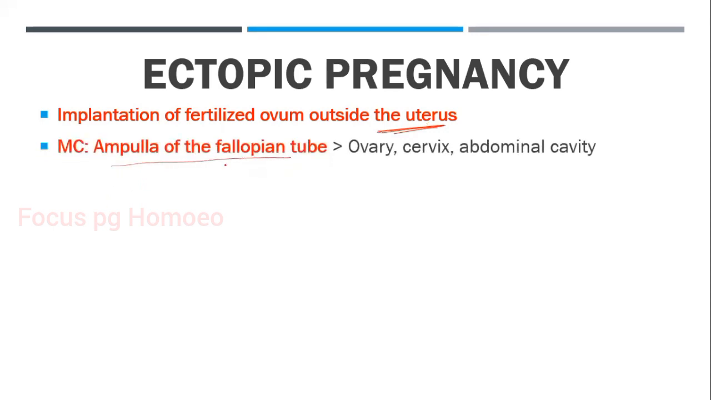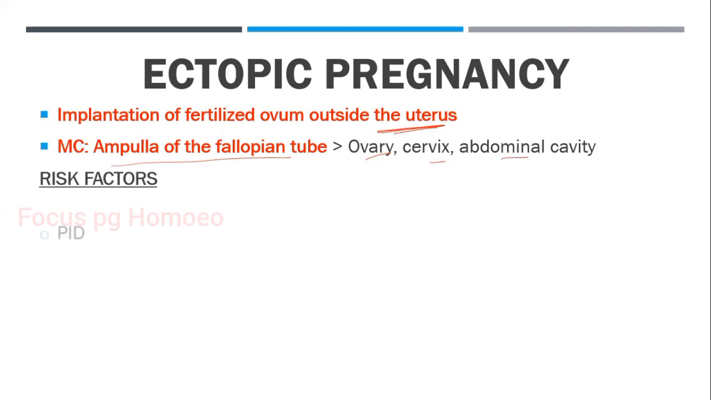When this is seen, a few aspirants get confused why this is a pathology. You have to understand fertilization occurs in the fallopian tube, but implantation doesn't occur in the fallopian tube. Implantation always occurs in the uterine cavity. So the most common site of ectopic pregnancy, which is outside the uterus, is the ampulla of the fallopian tube. Other than that, it is the ovary, cervix, and abdominal cavity.